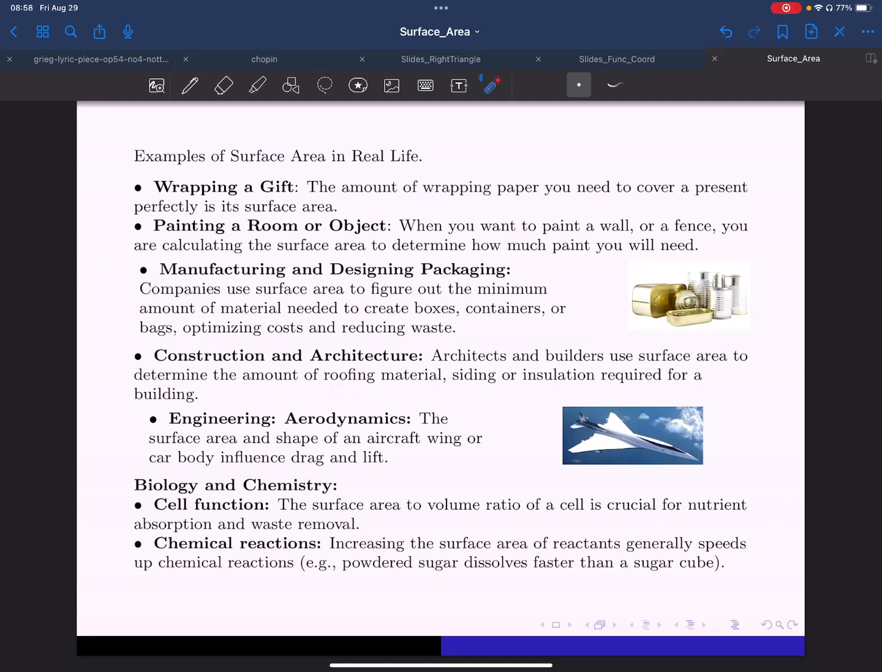In architecture, in construction, builders use surface area to determine the amount of roofing material, siding, or insulation required for buildings. In engineering, aerodynamics, surface area and the shape of an aircraft wing or car body influence the drag and the lift. In chemistry, the surface area to volume ratio of a cell is crucial for nutrient absorption and waste removal, and so on.